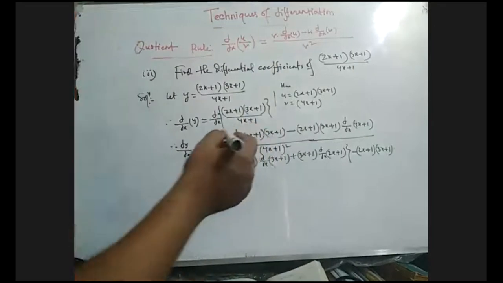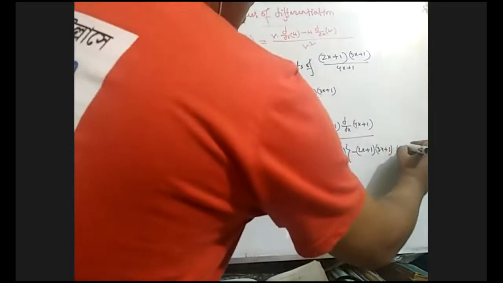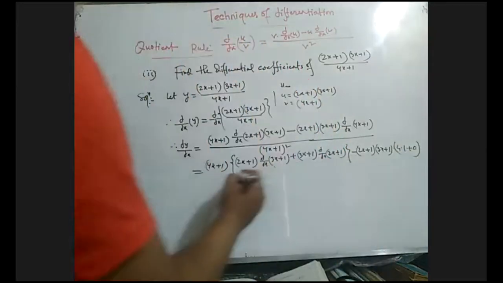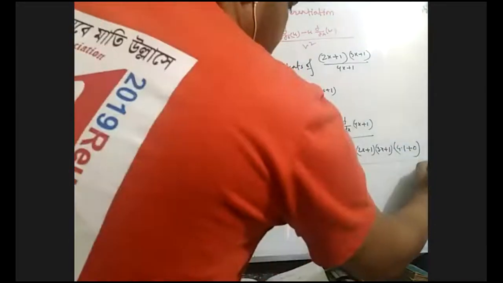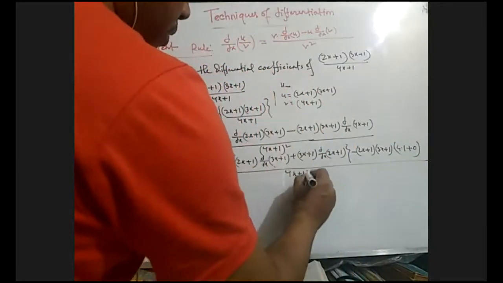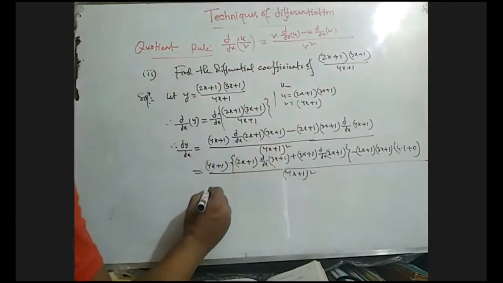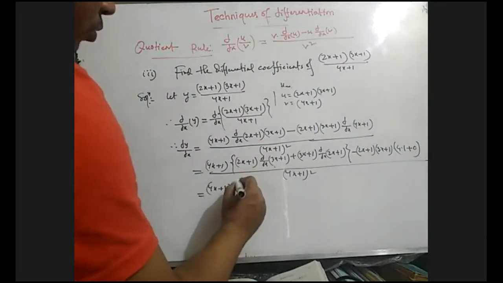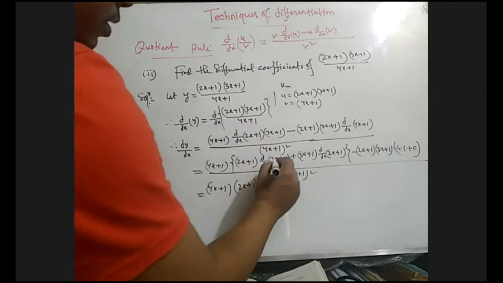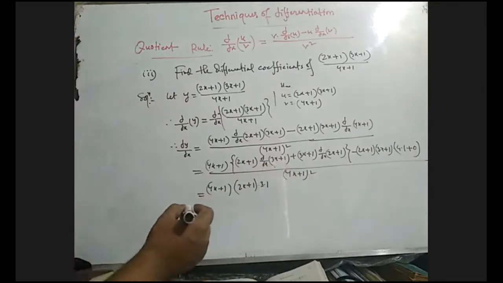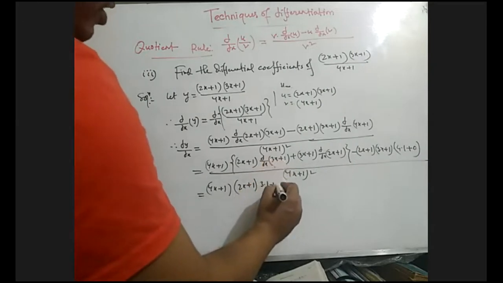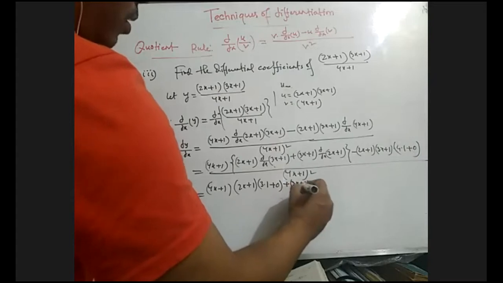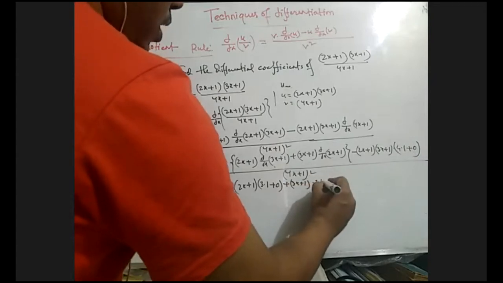d/dx of (3x plus 1) divided by (4x plus 1) what will be? 4 into 1, differentiation of x what? 1, and 1 differentiation will be 0. This divided by v squared. v means what? 4x plus 1 also. Now twice x plus 1, 3 into what? Differentiation 1. x differentiation 1 plus 1 differentiation what will be 0, plus thrice x plus 1 into 2 into 1 plus 0.